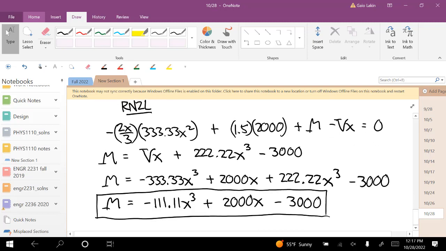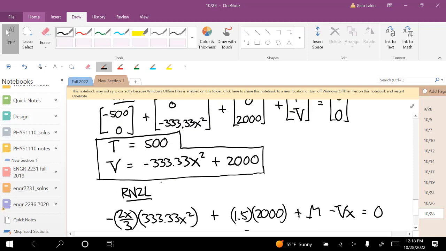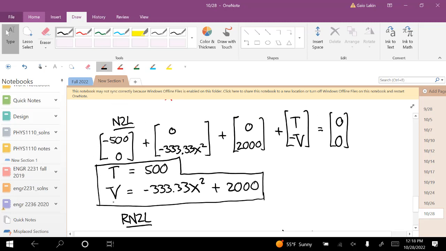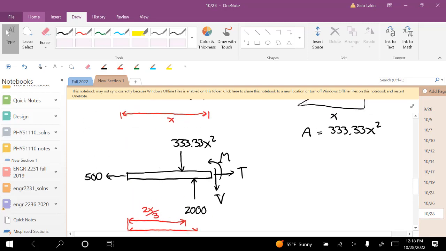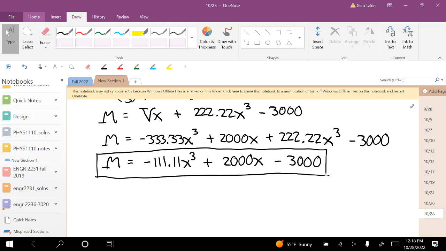Let's check the derivative relationships, because now we're done with all the internal loads. The derivative relationships worked out for the first cut. For the second cut, dm dx is negative 333 x squared plus 2000. That's v, so that's good. And then negative dv dx is negative 666x. That's q, so that's good. There are times where you'll do your calculation and those derivative relationships won't hold, and it'll help you find your mistake, or you'll be like, screw it, I'm not doing that again. But at least you know that you're turning in something wrong and that I'm disappointed in you.